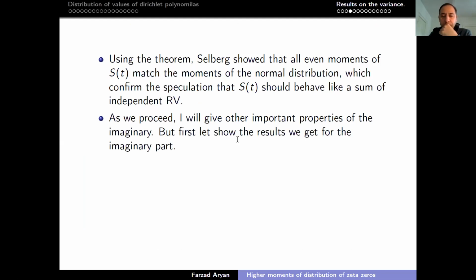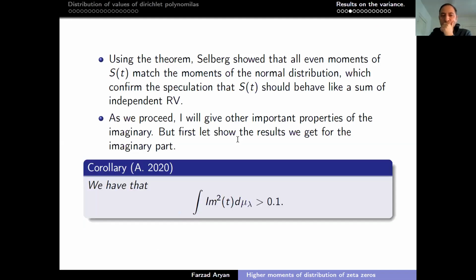But let me show you first what I can get for the big values of the imaginary part. So this is our corollary. It says that the imaginary part, with respect to the measure I get from the Liouville function, the variance of it is getting bigger than 0.110.